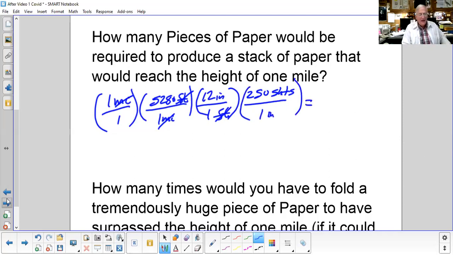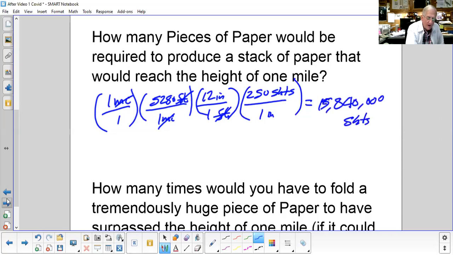Now, if I multiply that out, I will determine the number of sheets of paper that I need to stack on top of each other to have the thickness of 1 mile. Now, since this calculator is giving me trouble over here, I'm doing it back here. So it's going to be 5,280 times 12 times 250 equals 15,840,000 sheets of paper.